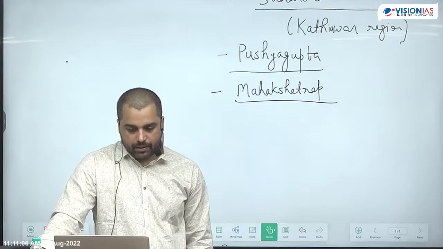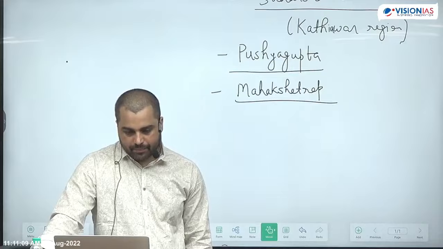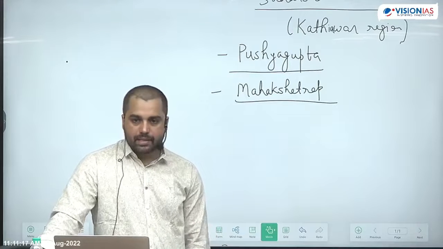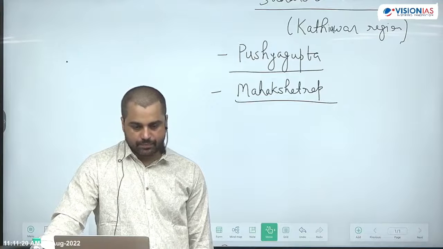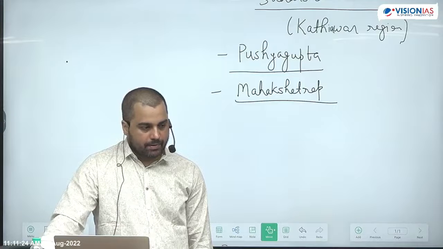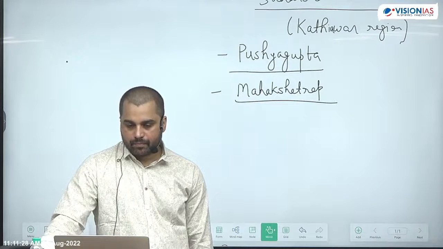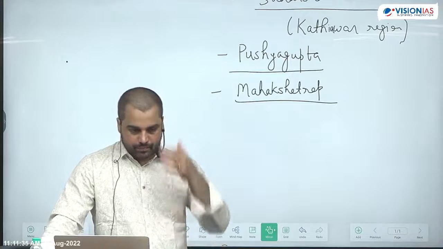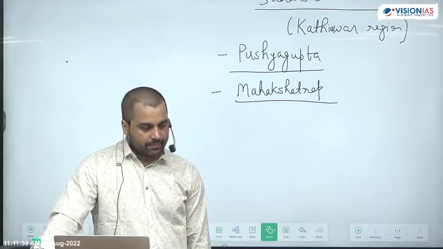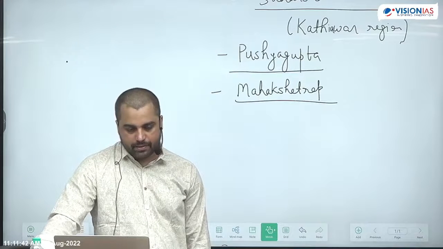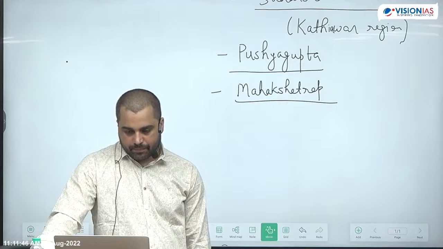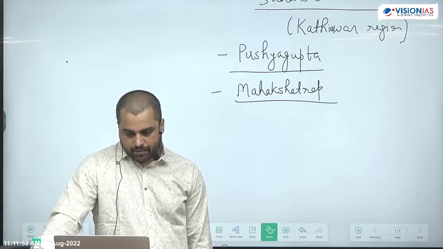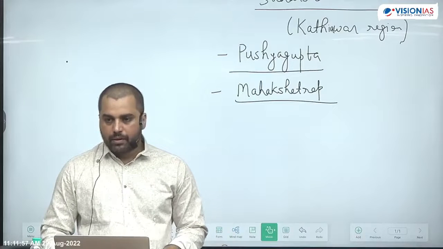Write down next paragraph. Shaka Empire declined because of attacks by Parthians and Kushans. While Western Kshatraps ruled for many years, their power also declined because of attacks by Satvahana.